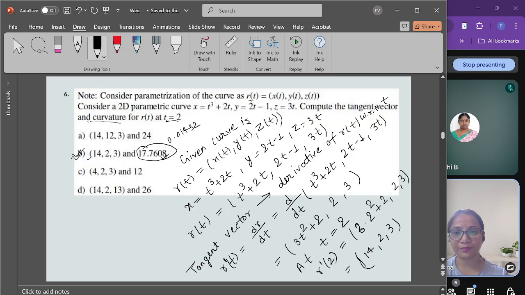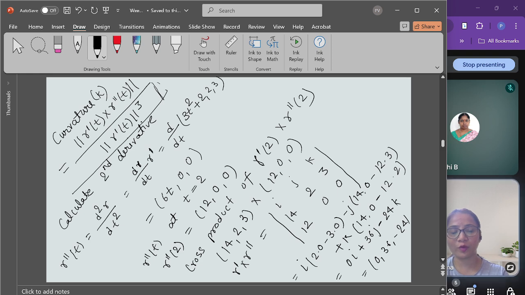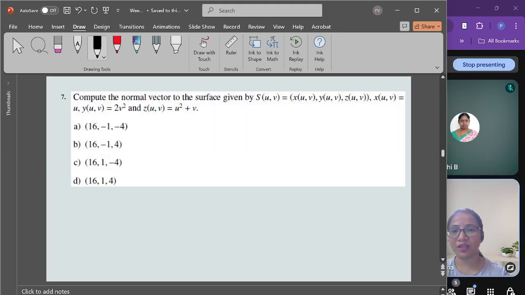Okay, so I hope all of you understand this question. Now, moving to our next question. Compute the normal vector to the surface given by S(u,v) = (x(u,v), y(u,v), z(u,v)), where x(u,v) is equal to u, y(u,v) is equal to 2v square, and z(u,v) is equal to u square plus v square. It is given.